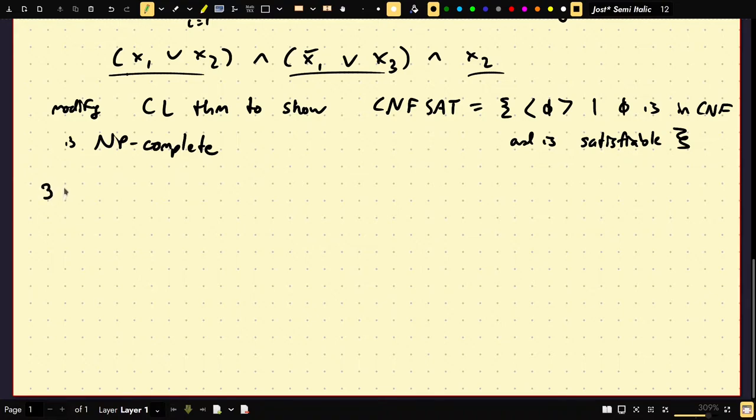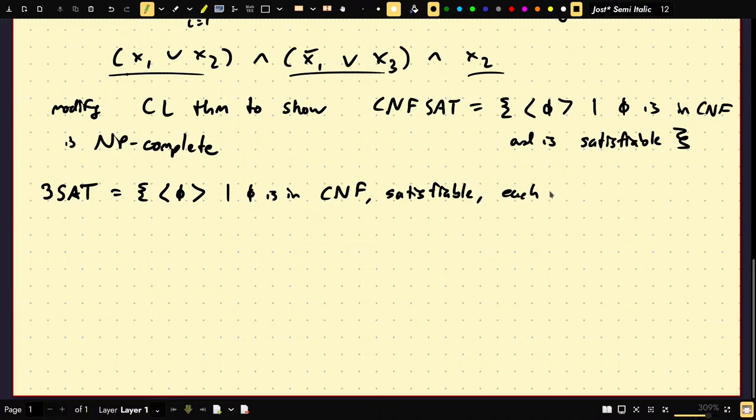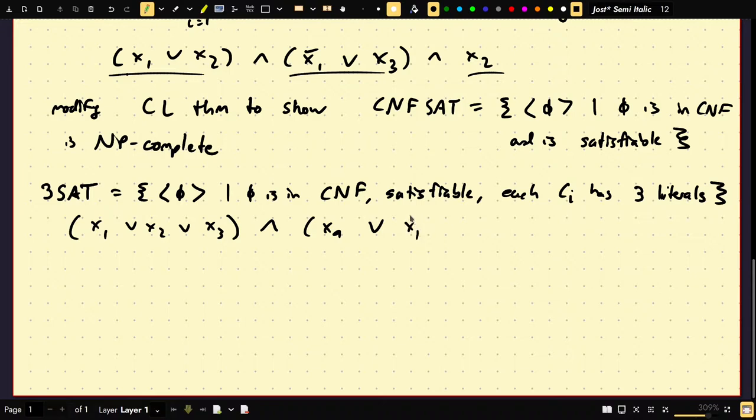So consider what we call 3SAT. This is the language of Boolean formulas such that phi is in CNF, it's satisfiable, and each Ci has exactly three literals. So, for example, this could be like x1 or x2 or x3, and x4 or not x1 or not x2, and so on. Each one has to have exactly length 3.